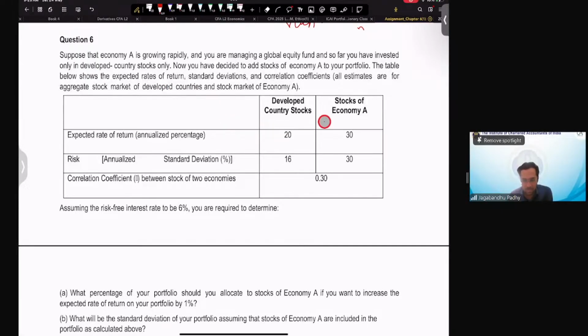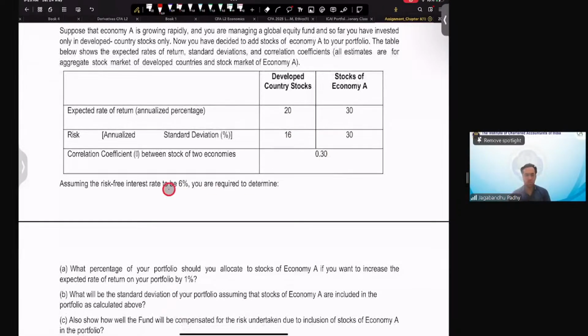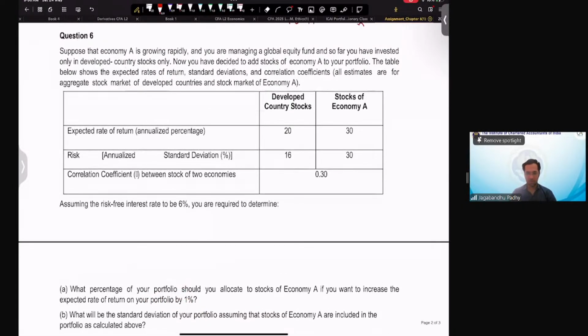So expected rates of return are given for developed country stocks and stocks of economy A. Risk, which is the standard deviation, is given. Correlation coefficient is given. Assuming the risk-free interest rate to be 6%, you are required to determine what percentage of the portfolio you should allocate to stocks of economy A if you want to increase the expected rate of return of your portfolio by 1%.